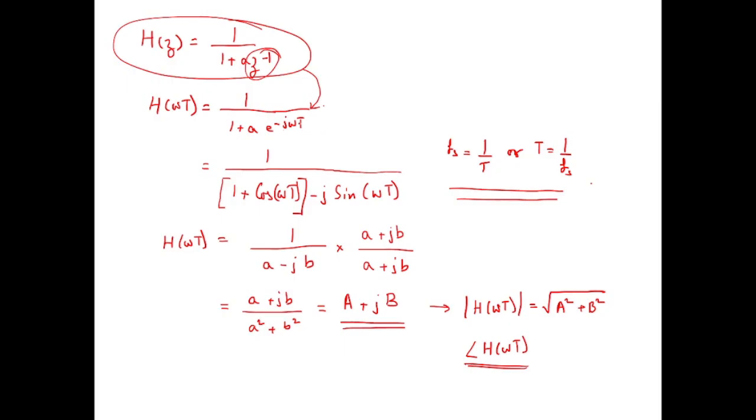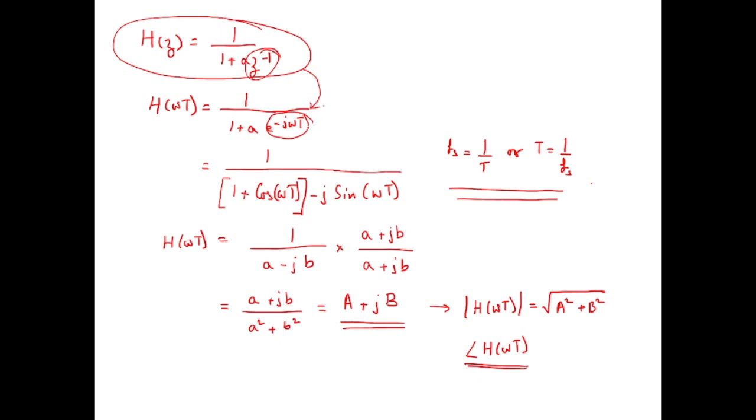Okay, why have we replaced it with e to the power j omega t? Because when we are talking about the frequency response, we are only interested in the frequency axis. And what is the frequency axis? It is nothing but the unit circle.